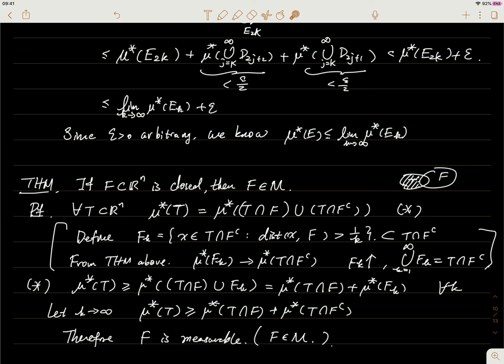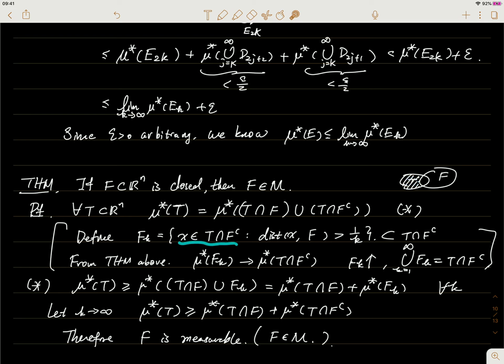Then I'm going to do the same thing as in the previous theorem. I'm going to consider a subset of this. If I draw the picture, this is T, this is F. The intersection of T and F will be this part, and the intersection of T and F complement will be this shaded area. I'm going to make a subset of the shaded area and let it grow. So this is a subset I'm going to define: F_k is a subset of the shaded area.